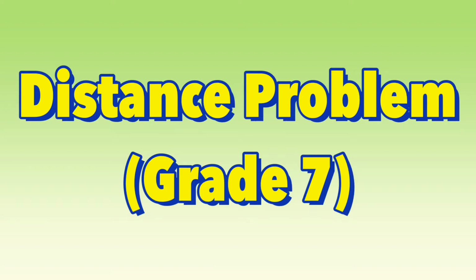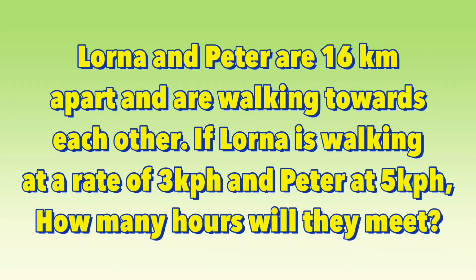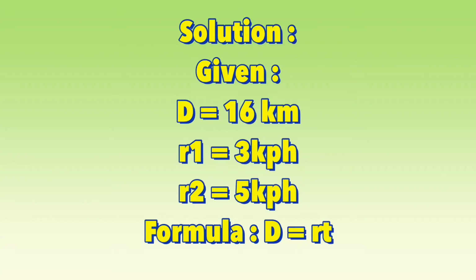Okay, the first problem. Lorna and Peter are 16 kilometers apart and are walking towards each other. If Lorna is walking at a rate of 3 kilometers per hour and Peter at 5 kilometers per hour, how many hours will they meet? Okay. Our solution, we have to pick up first the given.